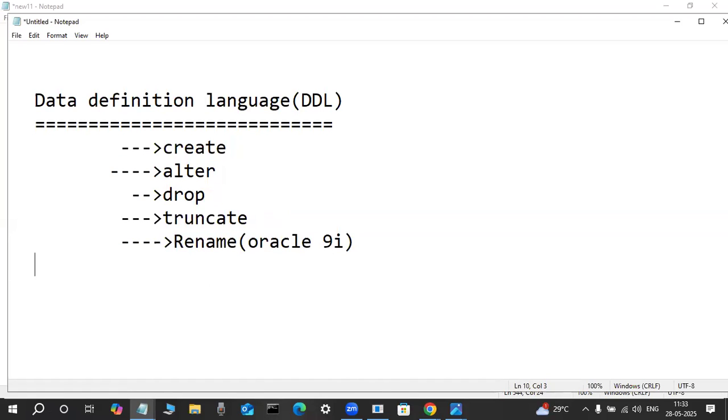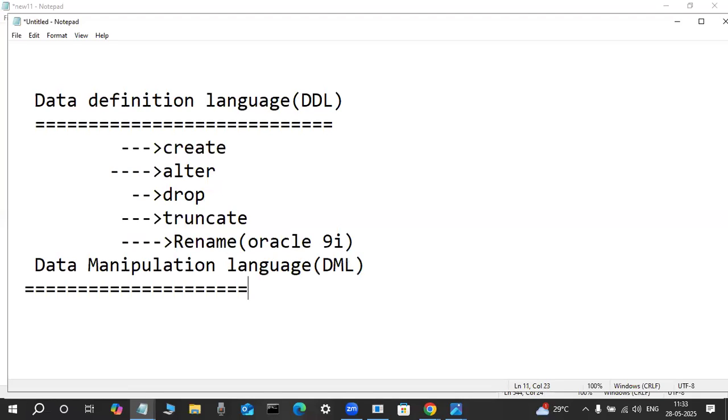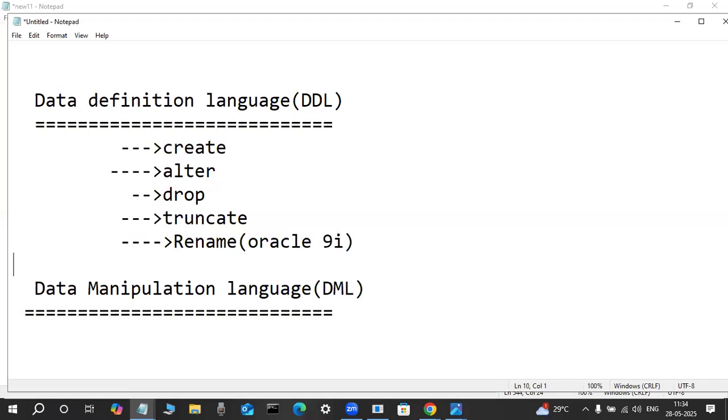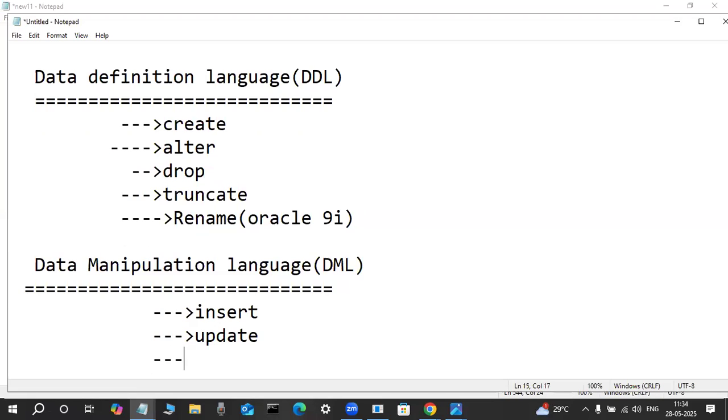Next, another one is data manipulation language, also called DML. Under DML, what commands are there? Everyone knows. Java developers are well-known with DML, manipulating data. Under DML, insert is a command. Another one is update. Another one is delete. These are the 3 commands available in DML.